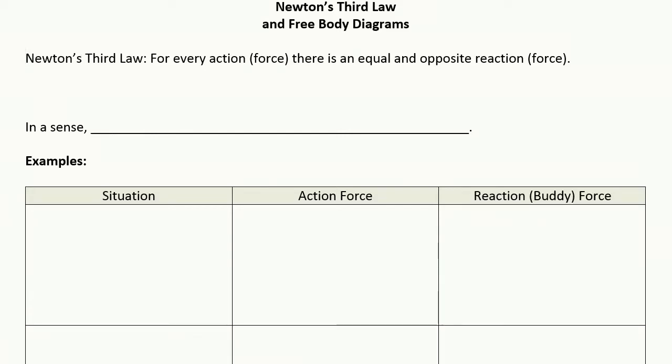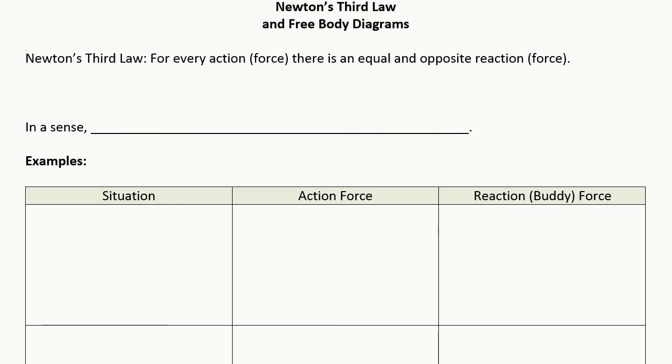So by now you guys are familiar with Newton's first two laws of motion. Newton's first law and Newton's second law. Newton's first law said that an object at rest stays at rest and an object in motion stays in motion unless acted on by a net force. Newton's second law was really just an equation, right? Sigma F equals ma, one of the most powerful equations in physics.